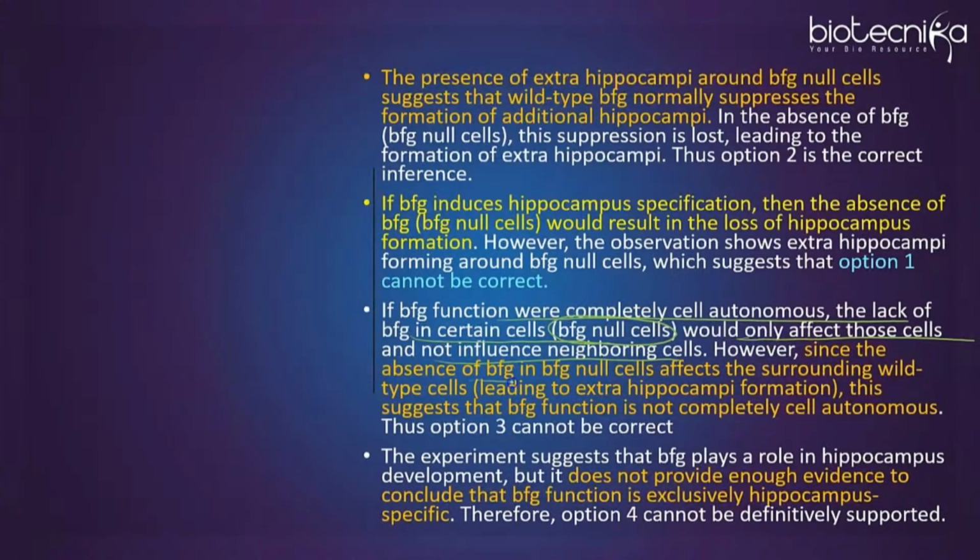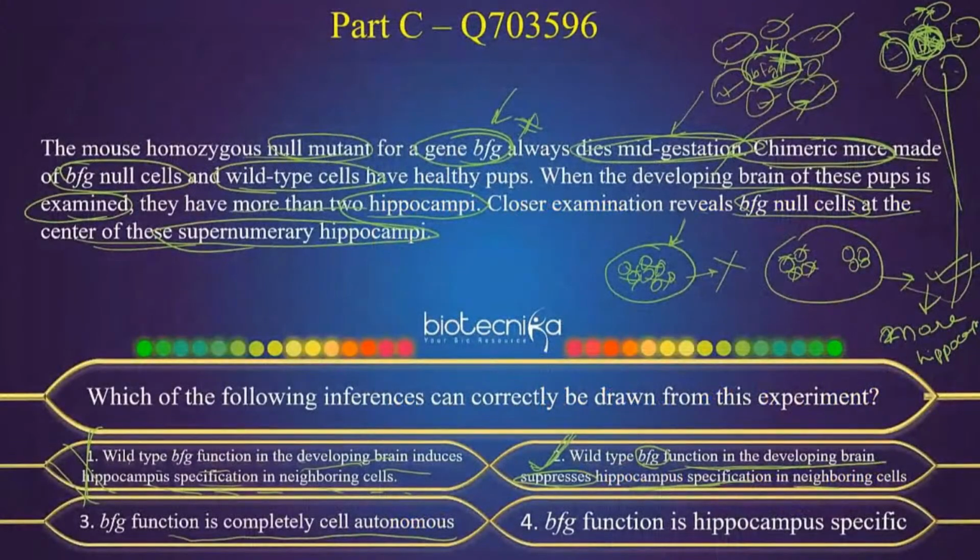But since the absence of BFG in BFG null cells affects the surrounding wild type cells, because of which extra hippocampus is formed, we can say that BFG is giving out some kind of signal. That is why it is able to suppress the hippocampus. So it cannot be cell autonomous. Okay. And BFG function is only hippocampus specific.